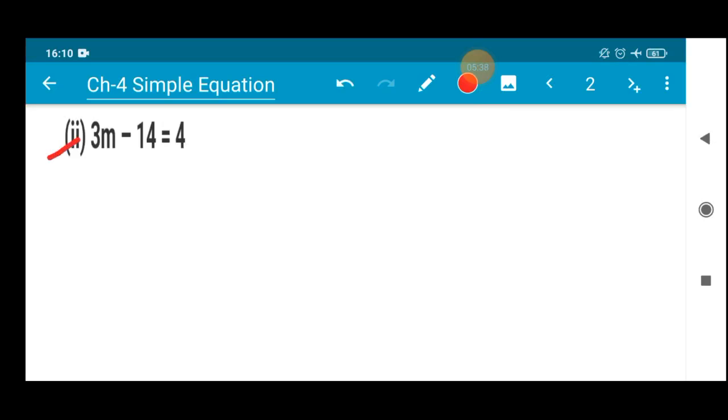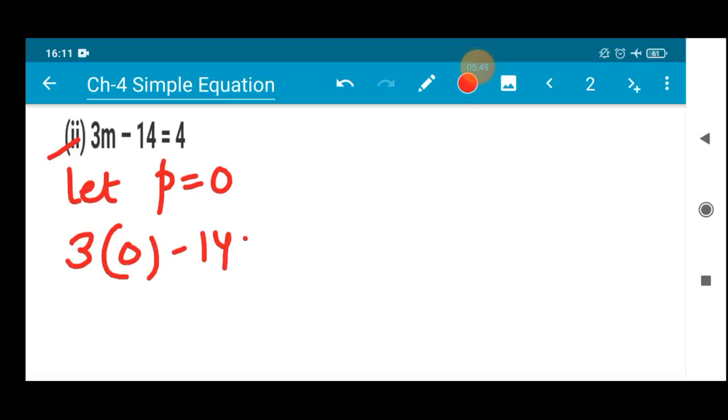Again, you have to use the trial and error method only. So let us start. Let p is equal to 0. Starting with 0, 3 into 0 minus 14 is equal to 4. This is the left hand side, and this is the right hand side, which you have to get, that is 4.